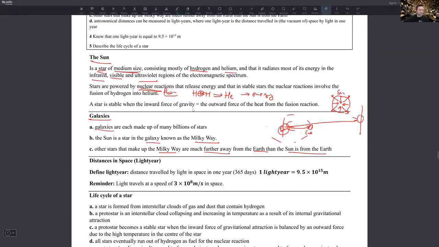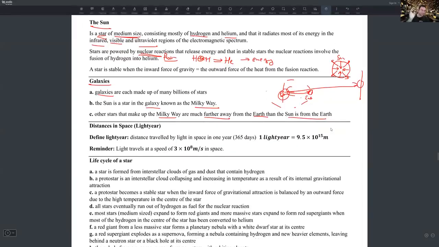Anyway, next up. How do we measure distances in outer space, since the distances are very large? We don't use meters and kilometers. Instead, we use a unit called the light year. What's it defined as? It's defined as the distance traveled by light in space in 1 year.